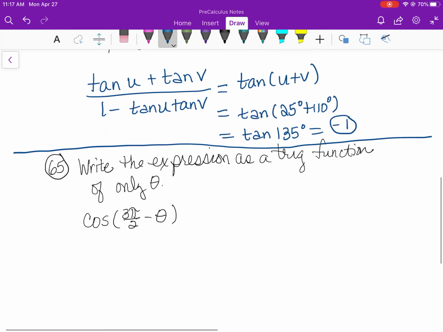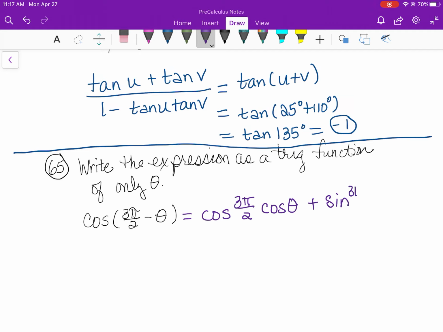And finally, write the expression as a function of theta only. So I will go ahead and expand this out. Cosine 3 pi over 2, let's see, that's going to be cosine of theta plus sine 3 pi over 2 sine of theta. And that's using the difference formula for cosine.